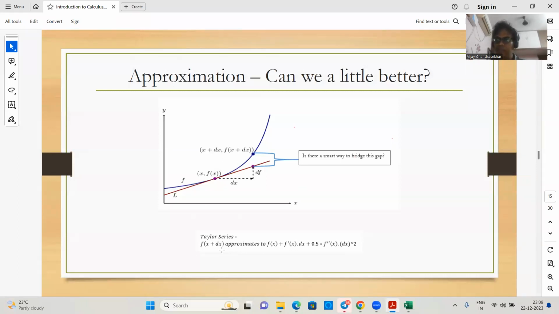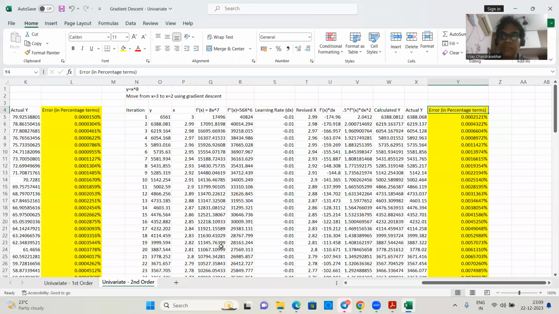Both ways. So Taylor series will not work well if dx is large. If the learning rate were to be, say, instead of negative 0.01, negative 0.1, then it won't do that well. So dx has to be small, and you also need to ensure that, at least in Taylor series terms, the more terms, the better it is for you. But in reality, we stop at 2. Nobody goes beyond 2.